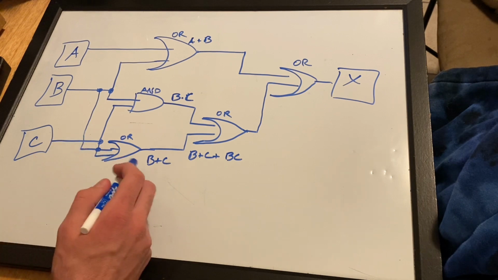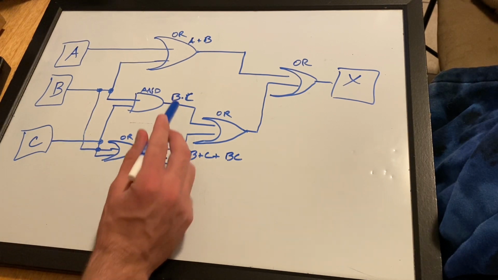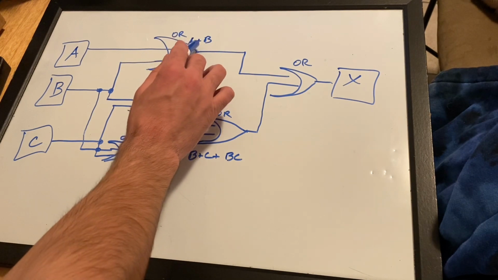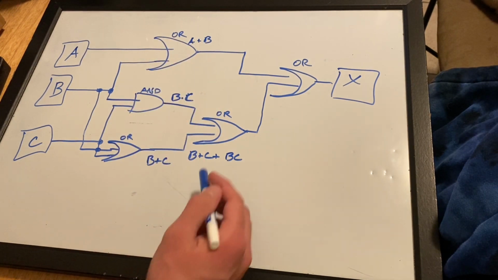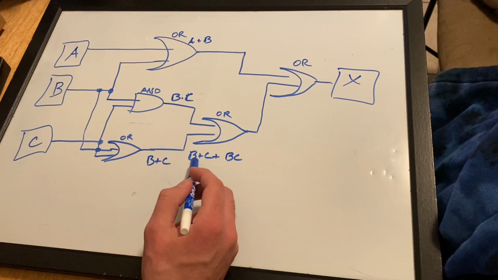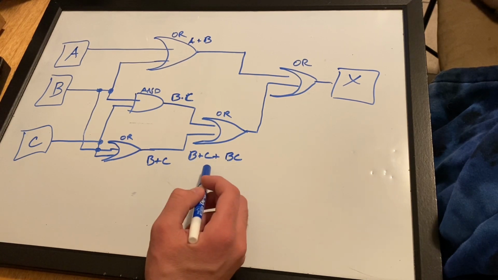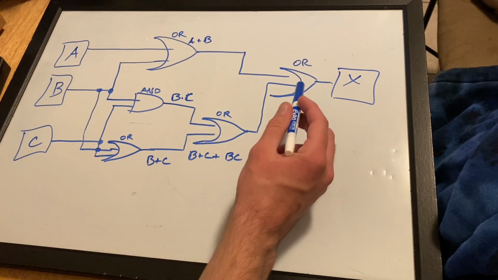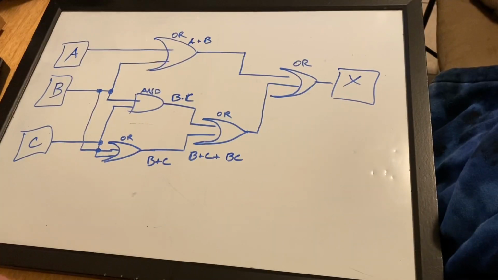And so right here we have B or C. For AND, it's B and C. And then for up here, it's A or B. And then at the very bottom right here, we combine the two with an OR. So that makes B or C, or B and C. And then up here we have that OR.